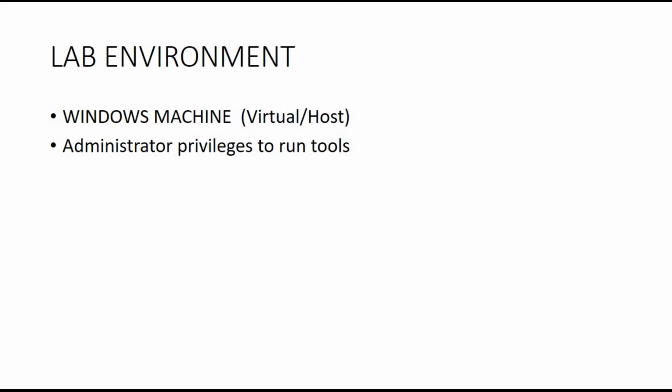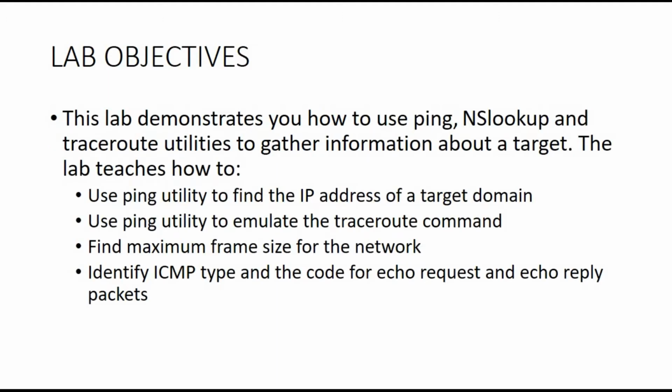So we need a Windows machine, and we should have administrator privileges to run this tool. Let's see the lab objectives. This lab demonstrates how to use the ping, nslookup, and traceroute utilities to gather information about a target. We will select a single target, and on that we will use the ping command, nslookup, and traceroute.